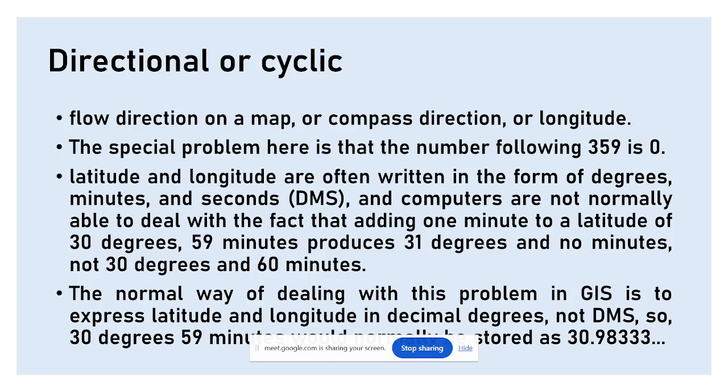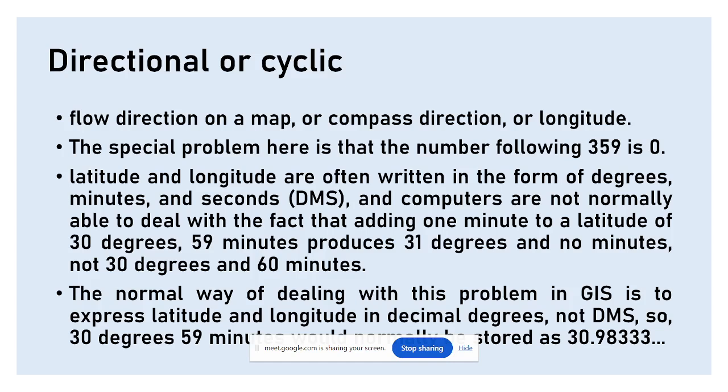Then we have the directional or cyclic category. So that is flow direction on a map or compass direction or longitude. So here the special problem is that the number following 359 will be 0, like 360 degrees, you know, right? So it starts from 0, then as you reach 360 degrees, then again you are getting 0. So such confusion can arise.